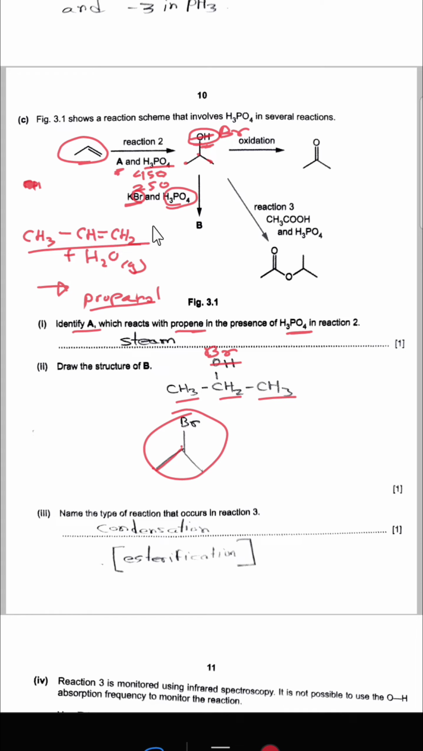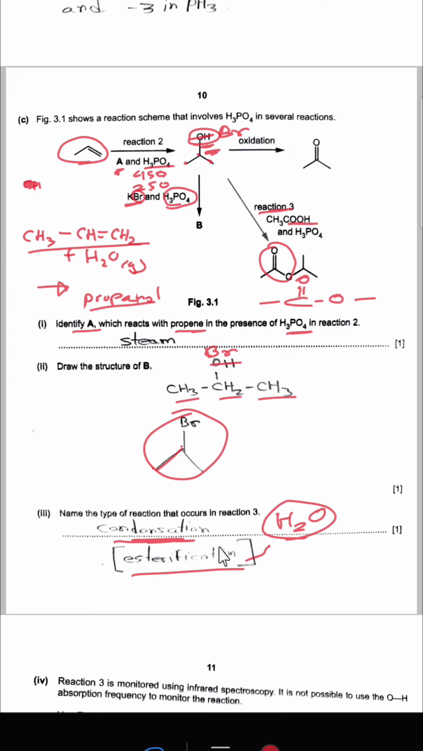Since this is just a nucleophilic substitution reaction, name the type of reaction that occurs in reaction 3. Here an acid reacts with an alcohol to form an ester, as this is the COO group. So this is an esterification reaction. Also it is a condensation reaction since water is also formed. For esterification, ester as well as water is formed, therefore this is a condensation reaction.